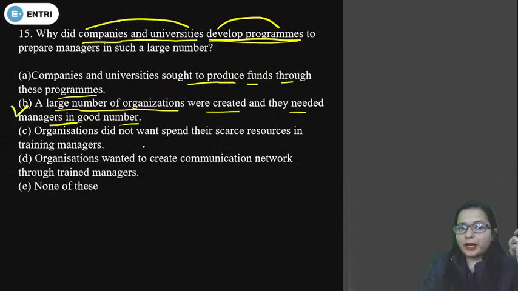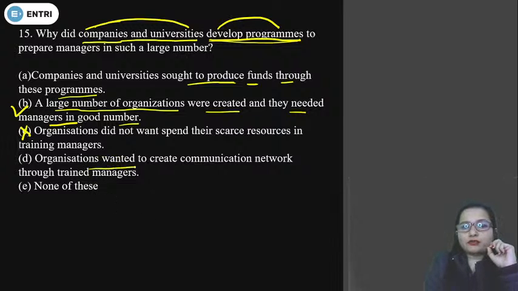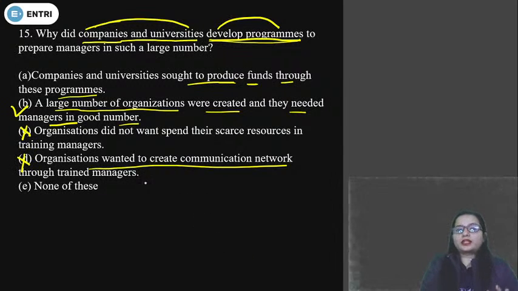Organization did not want to spend their scarce resources. It is not mentioned anywhere. Organization wanted to create communication network through trained managers. It is also not mentioned anywhere. The correct answer is this option, B.